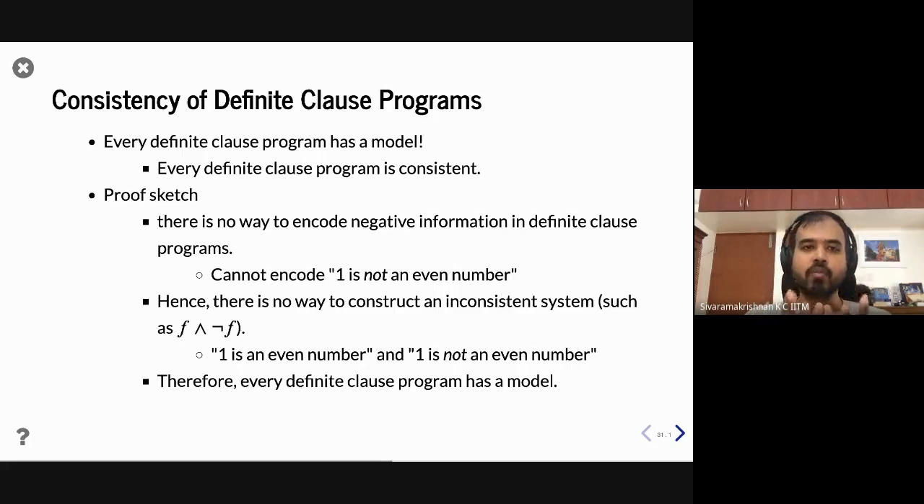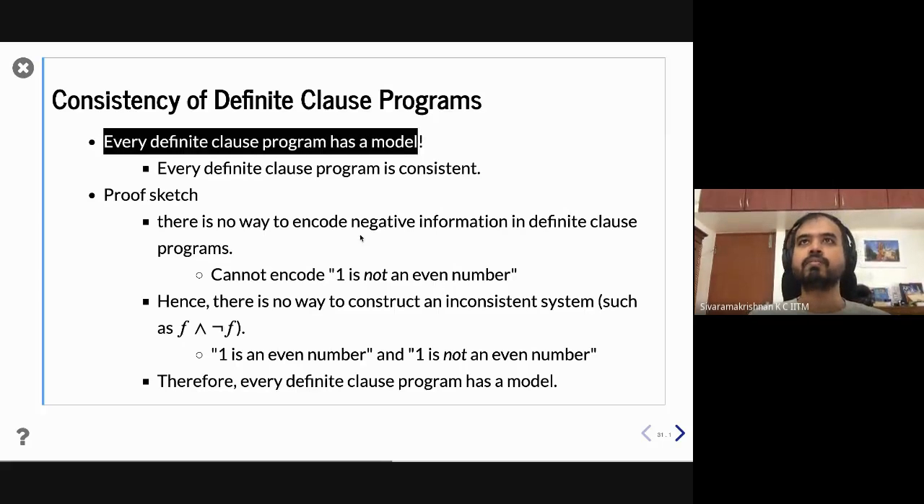We have this very nice property now, which is that every definite clause program has a model. If you write down a set of definite clauses, you always have a model for that definite clause program. Essentially, what this means is that a model for a first order logic formula is equivalent to a satisfying assignment for a propositional logic formula. So if you write down a set of facts and rules in a Prolog program, you can always answer queries on the program, because it has a model.